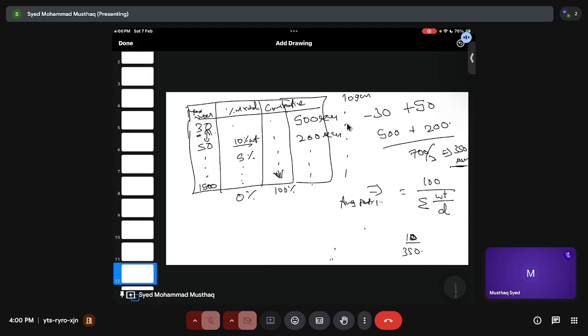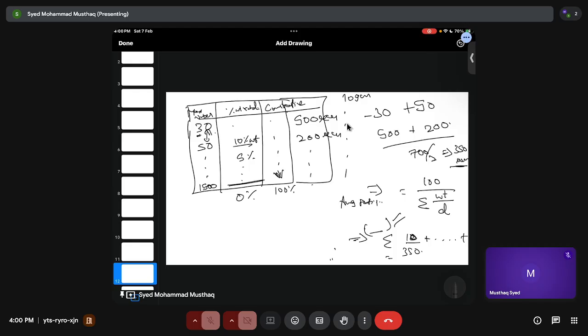Then I keep on adding this until I reach the final. So then I do the summation, then I divide it by 100. Then you finally get the average particle size. Right? So that is a way to get the average particle size.